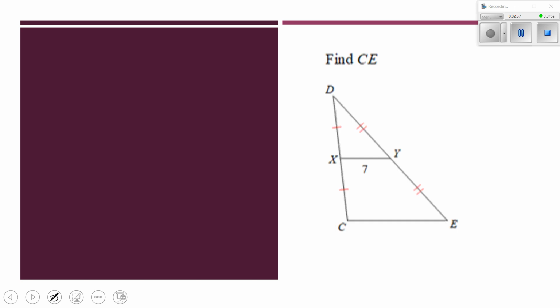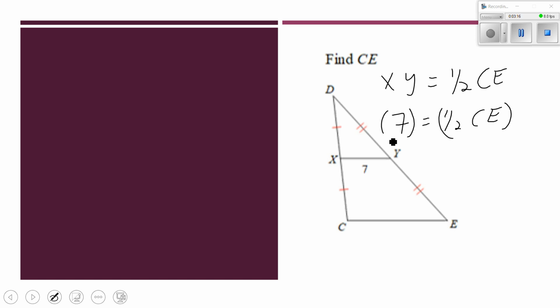If I had to work backwards, right here I'm given the midsegment. I know that XY is equal to 1/2 CE. Plug in what I know. This time I know the length of the midsegment. I know that it's 7. It's going to equal 1/2 CE. To get rid of the 1/2, I'm going to multiply both sides by 2. And I get 14 is equal to CE. A quick check would be to make sure 7 is half of 14, and it is.